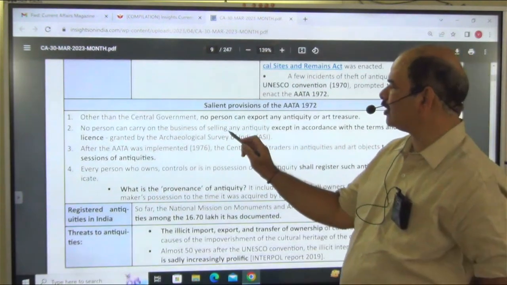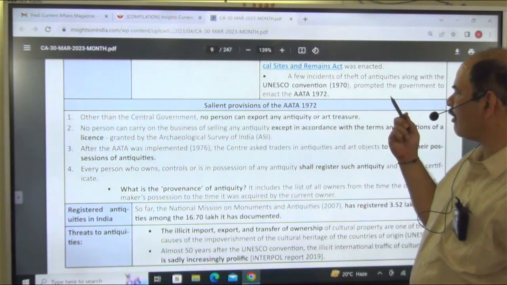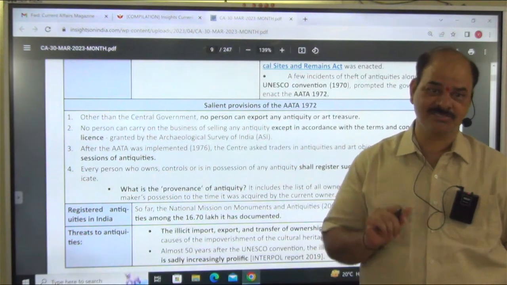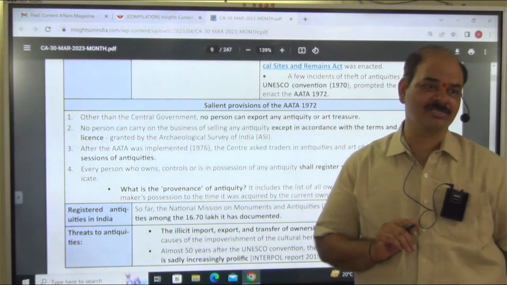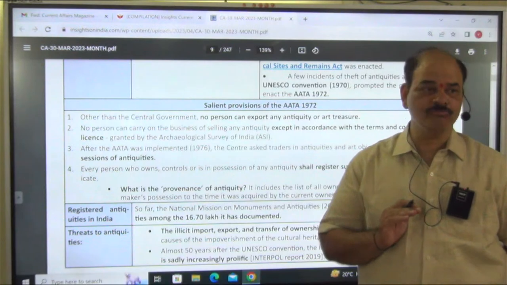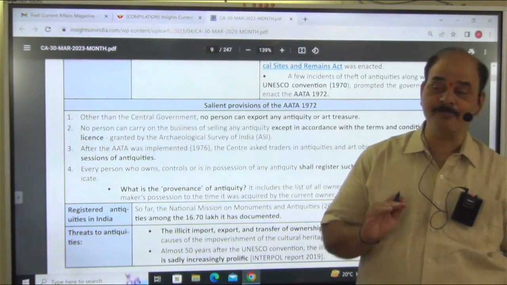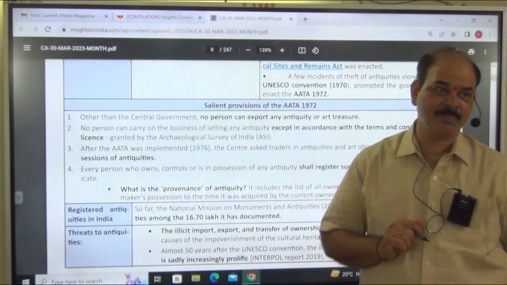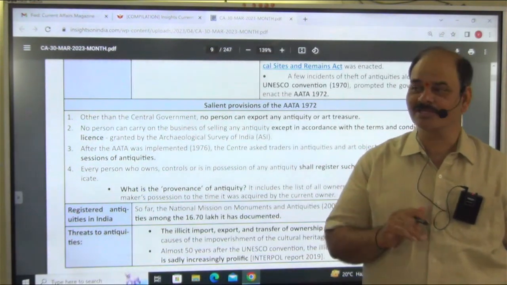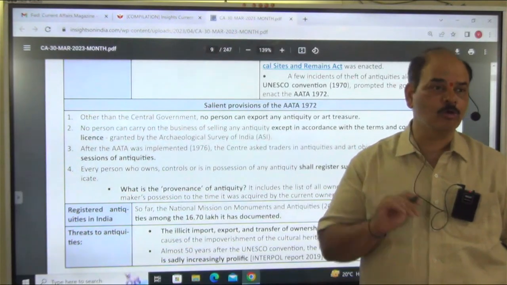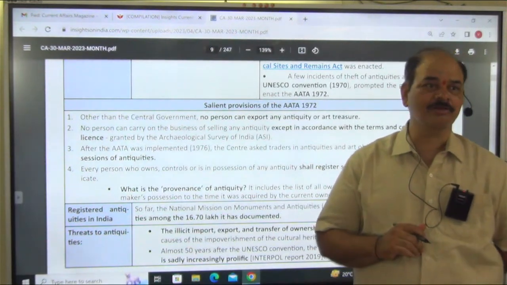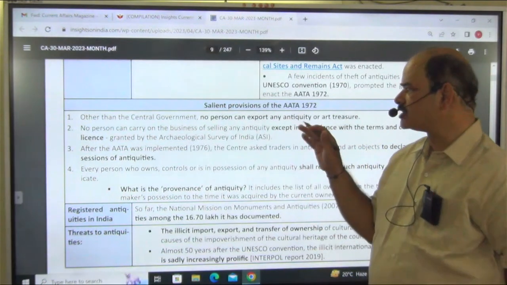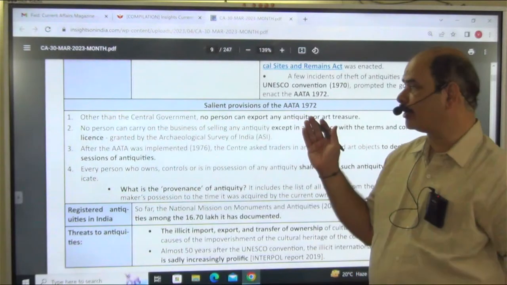Other than the central government, no person can export any antiquity or art treasure. Even art treasures, such as paintings. Take the example of Harsha. Can you tell me the famous paintings of Harsha? And you know Harsha was also a calligraphist. Take the example of one of the Kerala kings, Raja Ravi Varma, known for the art of painting and a renowned painter. Even they come under the purview of this act.